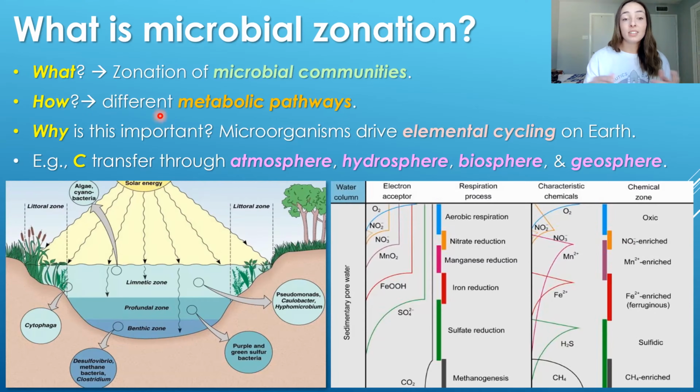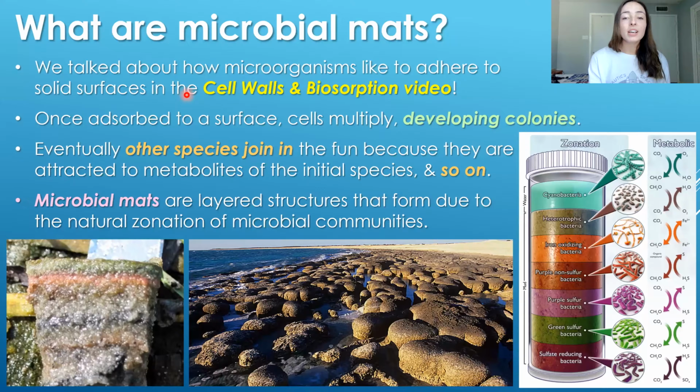But why is studying microbial zonation important in the first place? Well, microorganisms drive elemental cycling on Earth. For example, carbon transfer through the atmosphere, hydrosphere, biosphere, and geosphere is driven by microorganisms and microbial processes, and a lot of this has to do with the diversity of metabolic pathways among microorganisms and how they naturally zone themselves. And that brings us to what microbial mats are specifically.